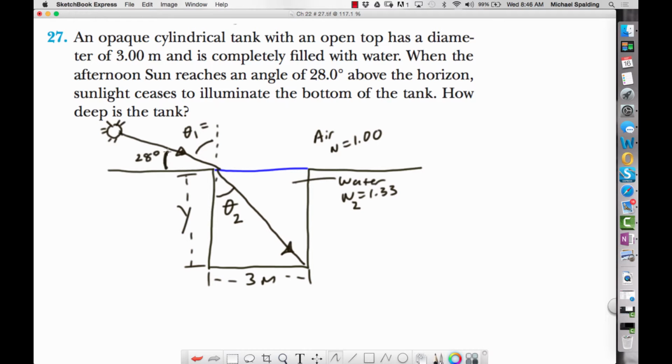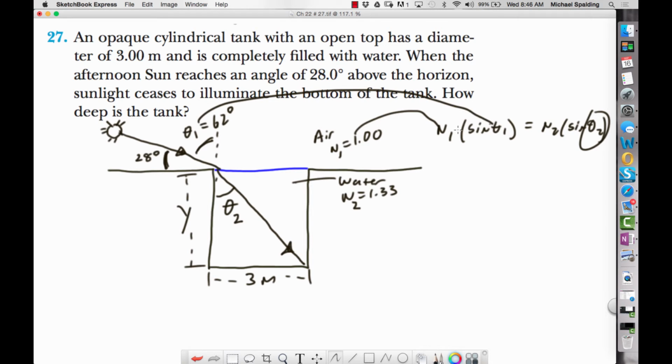So we don't want to use 28. Whenever you do optics, you're always using angles off the vertical, off the normal. So this is going to be 62 degrees. This is theta 1, and we have n1. Snell's law: n1 sine theta 1 equals n2 sine theta 2. You have everything here except for theta 2. So you plug the numbers in, n1, theta 1, n2, and when you solve for theta 2, you come out with 41.6 degrees. That's this angle in here.